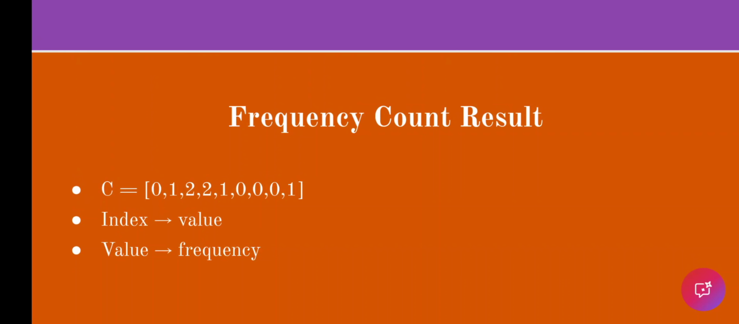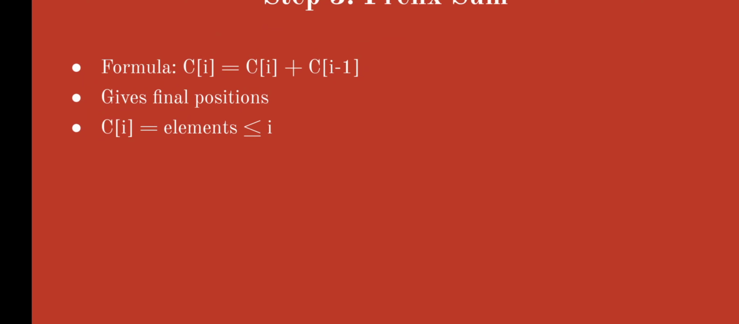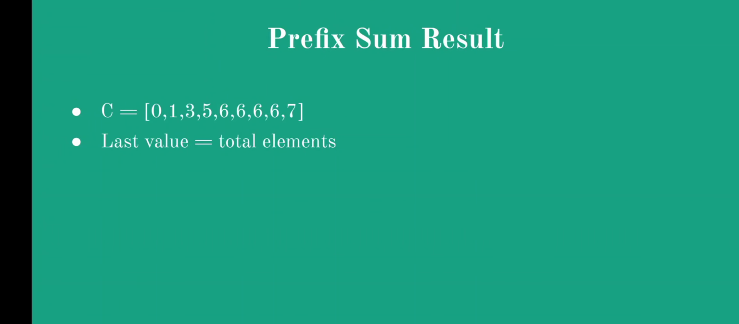We are taking the sum from the starting, like 0 plus 1 plus 2 plus 2 plus 1 plus 0 plus 0 plus 0 plus 1, like that. So that is how we are calculating the prefix sum, and at the end we get this output. C will be like this, where the last value is the total number of elements. So 7 is the value, and 7 is the number of elements in this input array A. If you see C, it is having 9 elements, but in the input array we are having only 7 elements. So let's move to the next step.